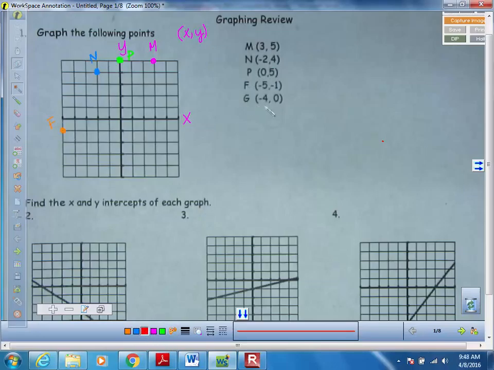Now, our last point is G. So it says negative 4, so which way am I going first? Left. 1, 2, 3, 4. And then do I go up or down? Neither, because it's 0. So it would stay right here on the x-axis, and this would be G. So are we good on graphing points? Okay.